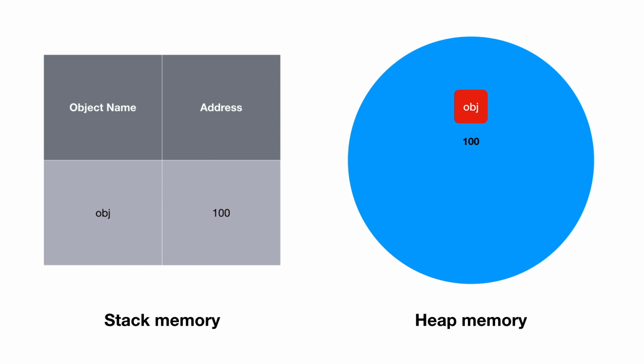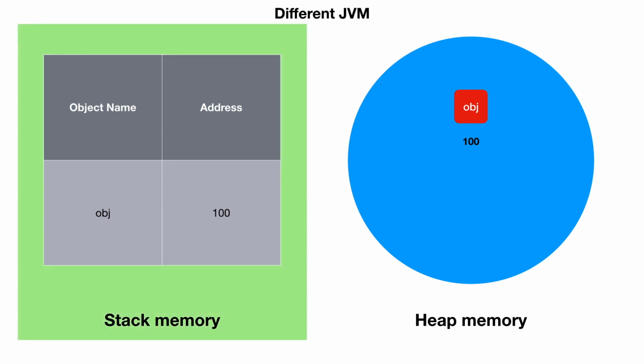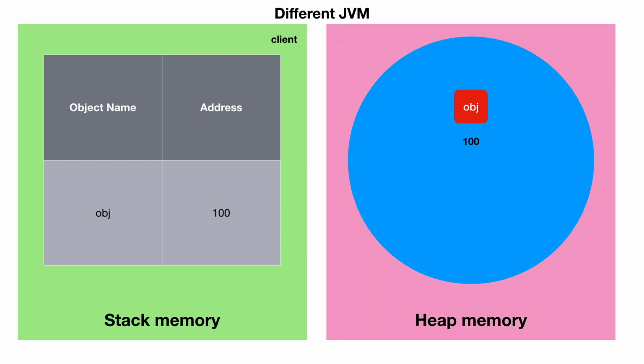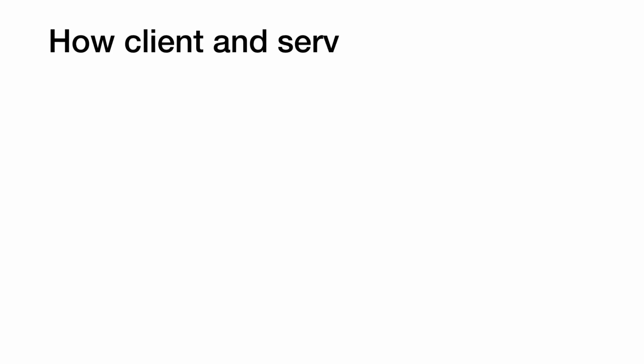On creating the object from the client side, the reference gets stored in its stack memory. And on the server side, when the object gets called, it is created inside the heap memory with its corresponding address. Now let's see how a client and a server communicate.